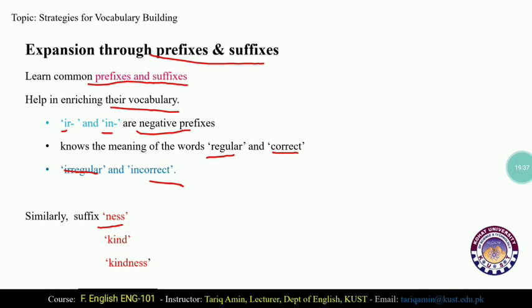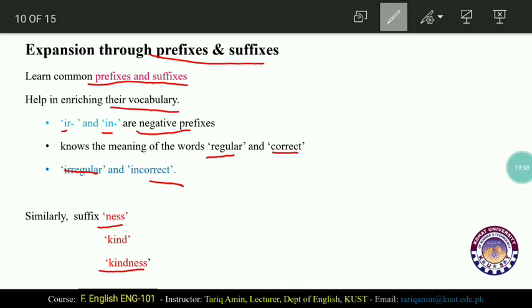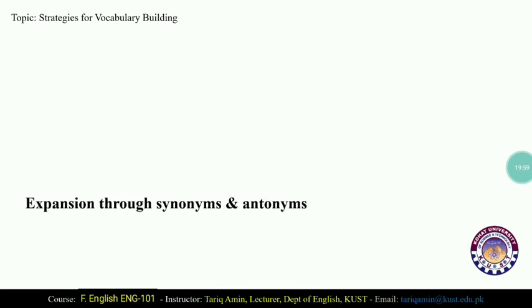If you know the meaning of the suffix ness, and you know the meaning of the root word kind, you would be able to know the meaning of kindness, because this very word kindness contains a root word kind and a suffix ness. And if you know the meaning of the root word and suffix, you would be able to know the meaning of this difficult word.